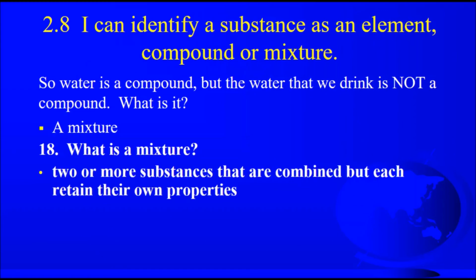What is a mixture? Two or more substances that are combined but each retain their own properties. When you think mixture, you need to think, what other M word did we just talk about? Marriage. Remember that Andrew and Penelope are a mixture, so they are a marriage. Was Penelope able to change the properties of Andrew? No. They each maintain their own unique properties.